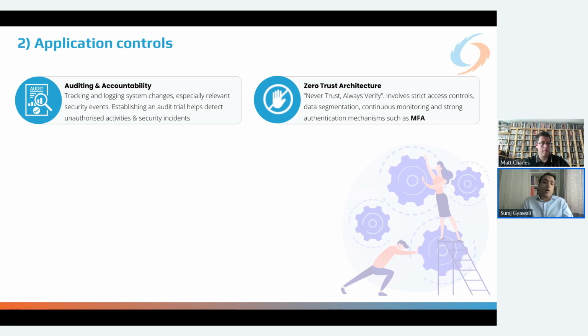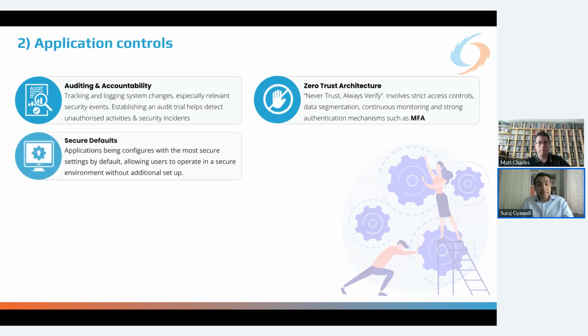The next control is secure defaults. Implementing secure defaults means that the application is configured with the most secure settings as the default option. This practice reduces the likelihood of vulnerabilities caused by misconfiguration and ensures that users are operating in a secure environment without requiring additional setup or adjustment. As part of secure defaults, the system must facilitate changing default credentials after the application is installed or subscribed.